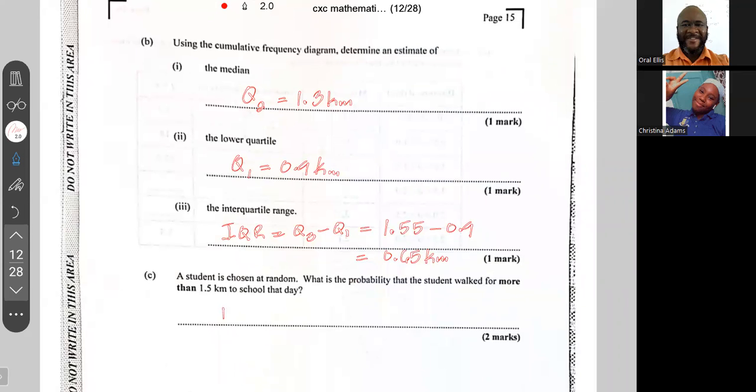The probability that the distance is greater than 1.5 kilometers is equal to 120 minus 82. Those are the students who are above, out of the 120 students. Because remember, only those who are above him walk more than 1.5 kilometers. So this looks like 38 over 120.